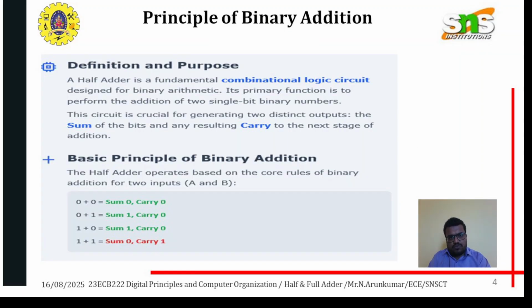Binary addition. Before going to half adder and full adder, we need to know the addition of binary numbers, because it's a principle which is followed in both half adder and full adder techniques. Here, 1 plus 0 is 1, 0 plus 1 is 1, and 0 plus 0 is 0. The remaining case is 1 plus 1. Here the value will be 0 as sum and 1 as carry.